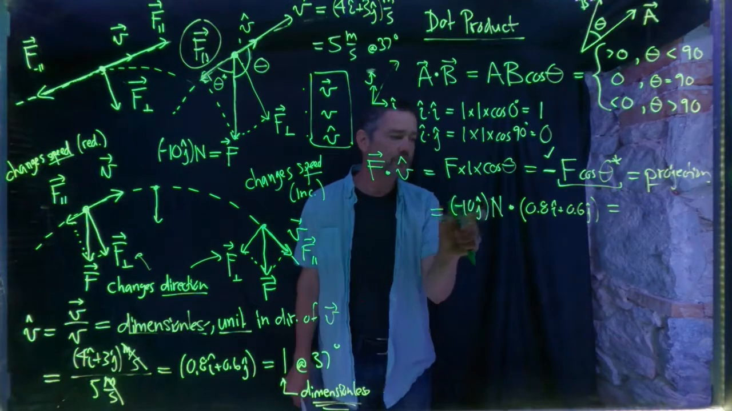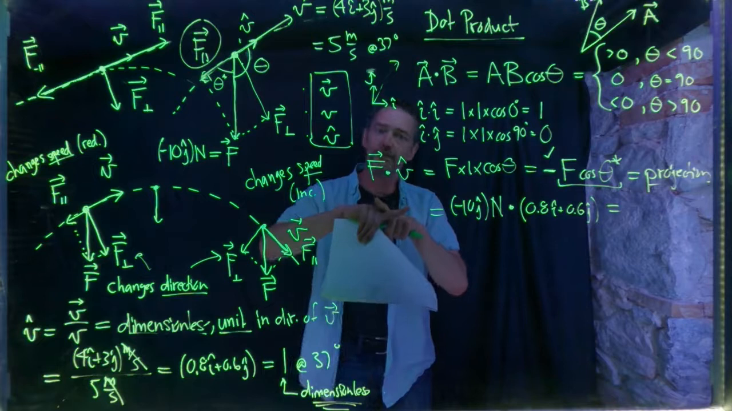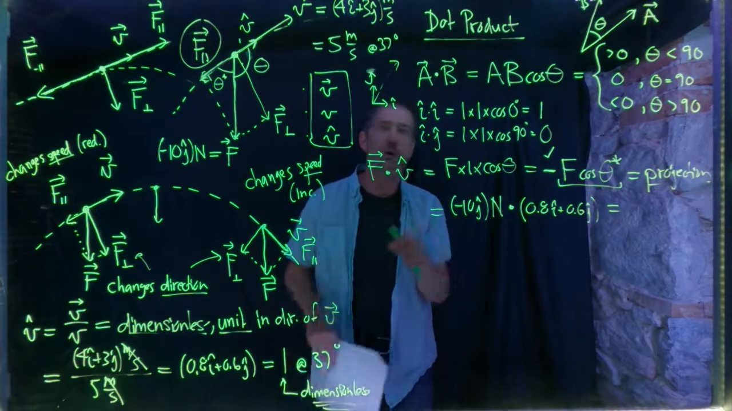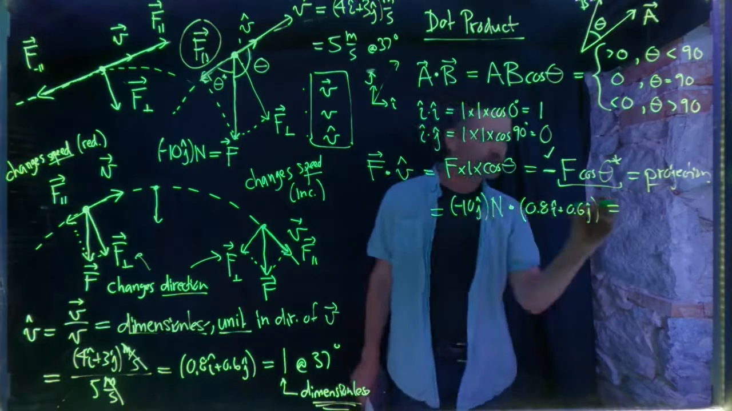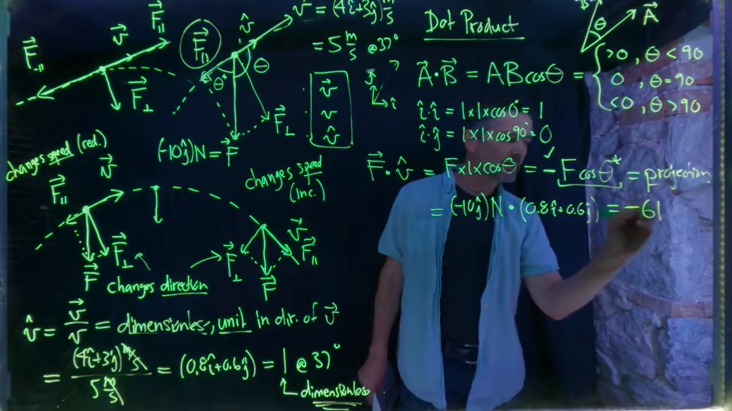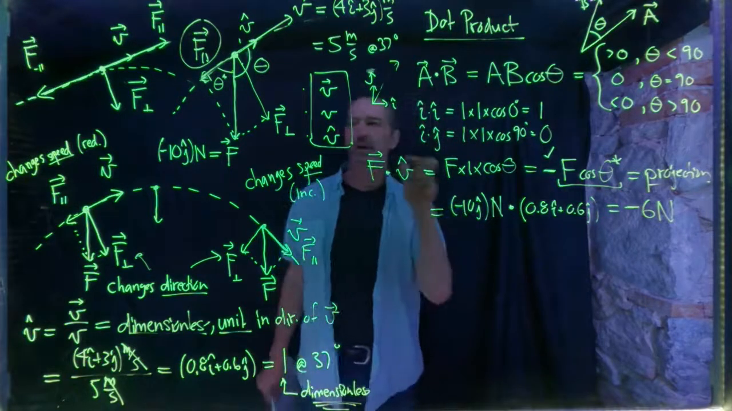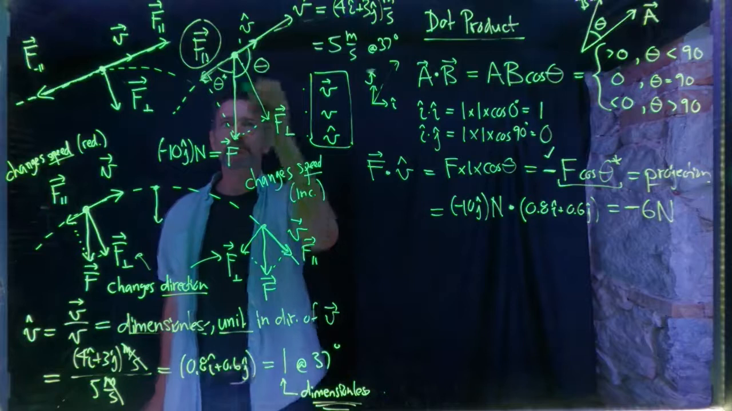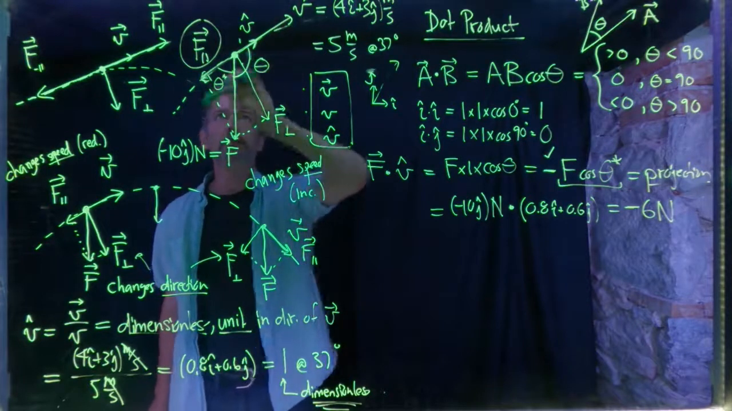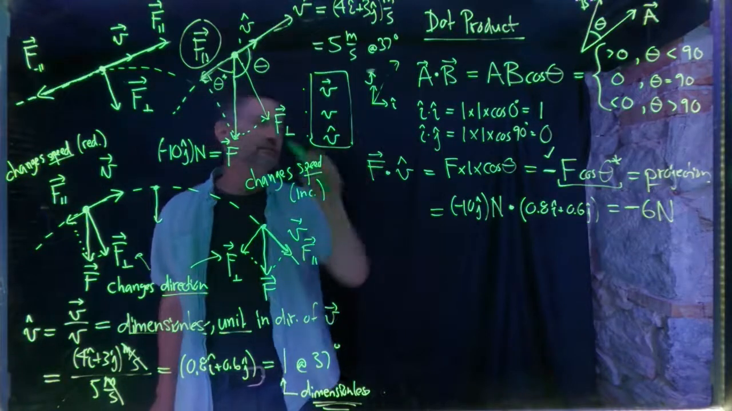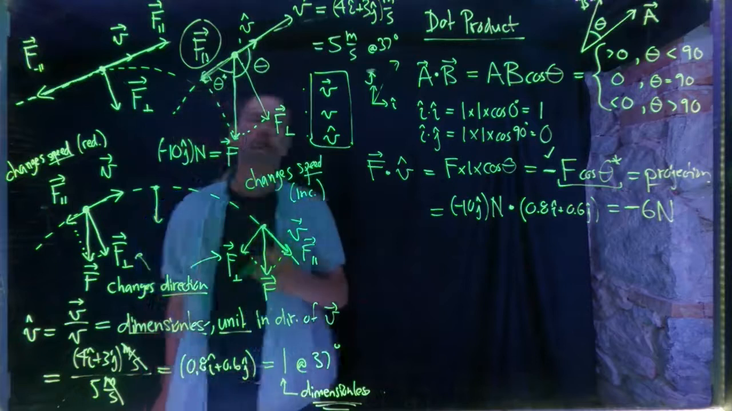You just work this out term by term. j hat dot i hat, oh, they're perpendicular, that's 0. j hat dot j hat, well, that's just 1. And so what you get is negative 10 times 0.6, which is negative 6, and the units are newtons. So this tells you that the force F has a magnitude 10 straight down, and its projection onto the direction of the velocity is negative 6 newtons. So this is a magnitude 6 opposite to the direction of the velocity.